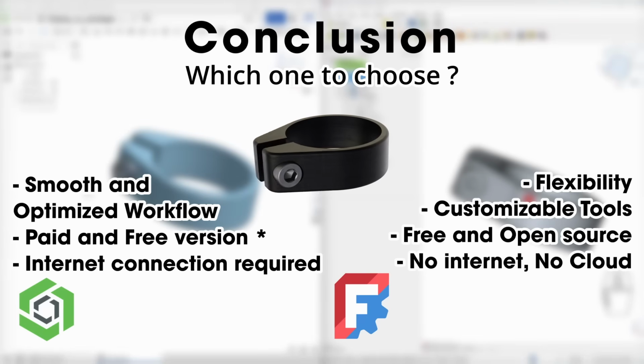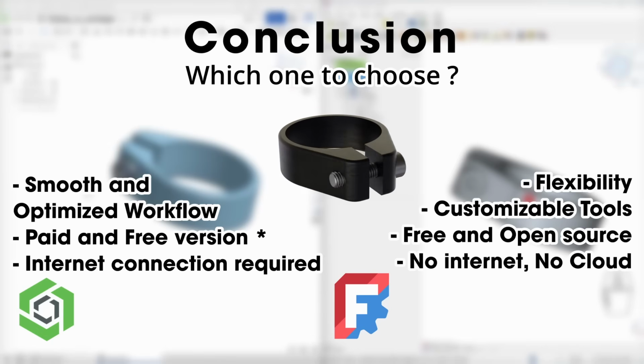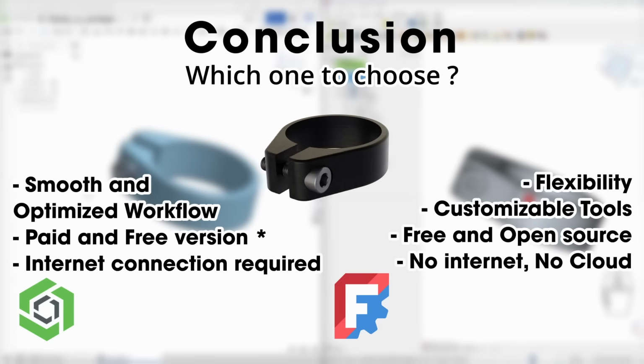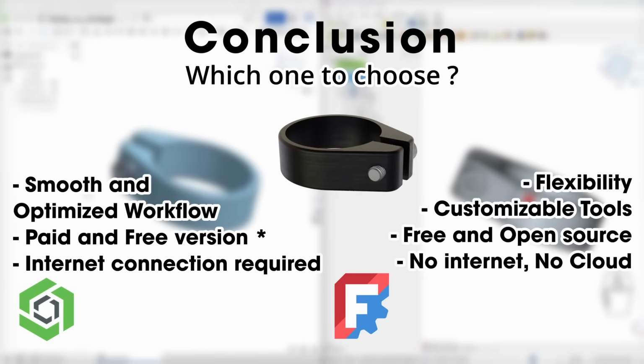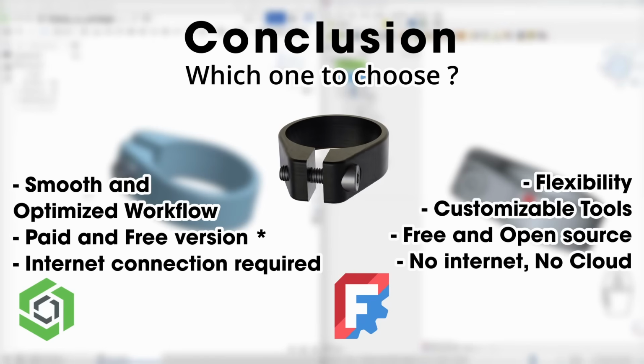So, what can we conclude after this modeling and assembly test? In summary, Onshape offers a smoother and more optimized workflow, while FreeCAD provides greater flexibility with more customizable tools, but at the cost of sometimes more technical manipulation. But we must consider two important factors: price and accessibility. On one hand, Onshape is a paid software costing around $1,500 for the license, or it could be free, but with a big asterisk. Your files must be public, and you can't use the software to create pieces for sale. You also need an internet connection to model and access your files.